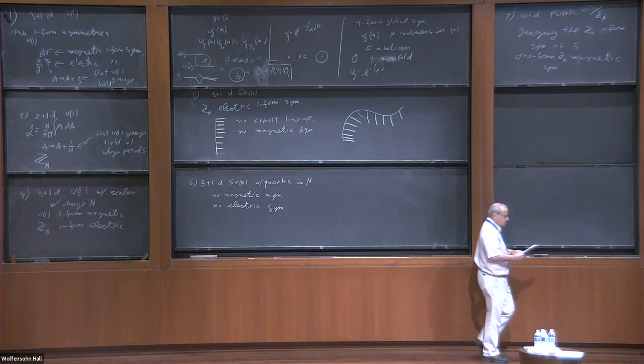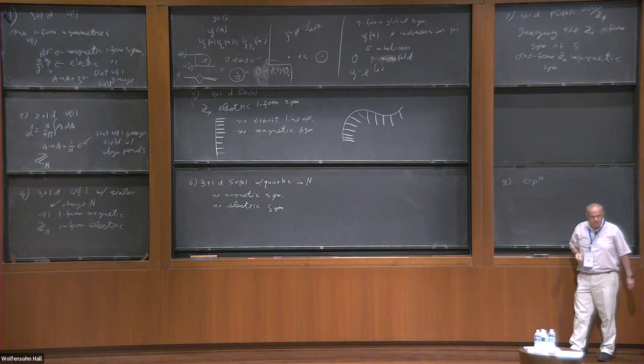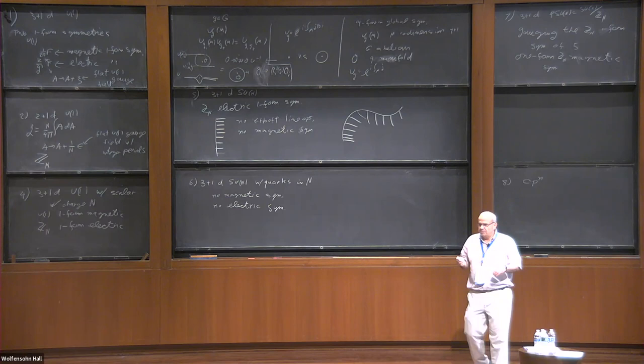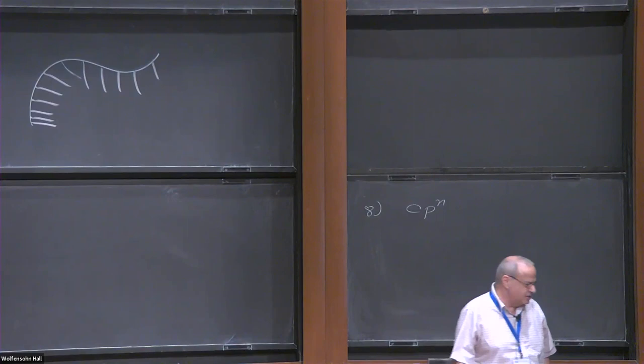And finally, I want to give example number 8. That's a CP^N model in any number of dimensions. So that's a nonlinear sigma model. The target space is the manifold CP^N. Who doesn't know what CP^N is? Who does know what CP^N is? Great. So this is a manifold, and we're just doing a sigma model whose target space is this manifold.